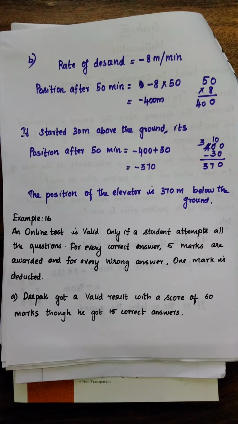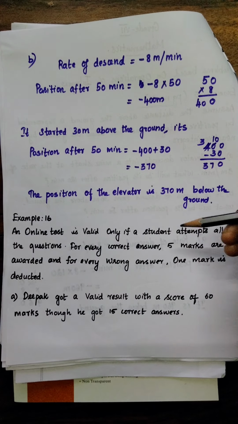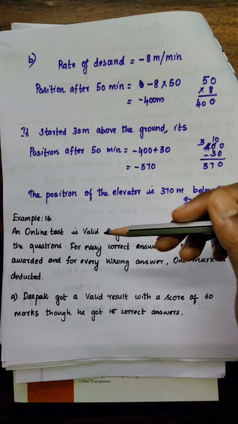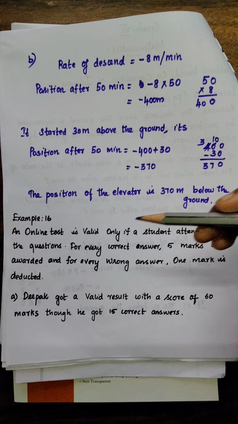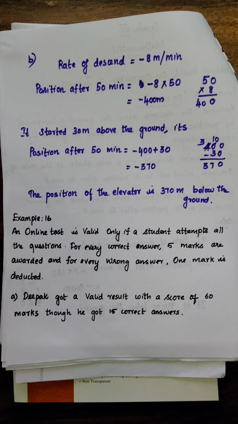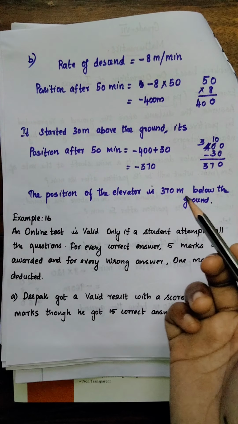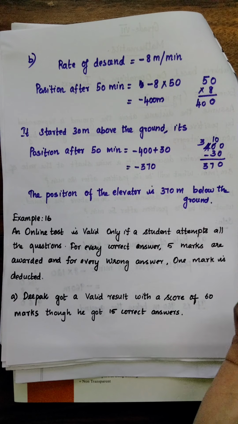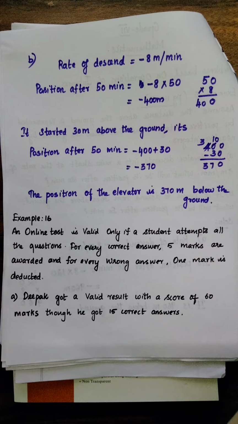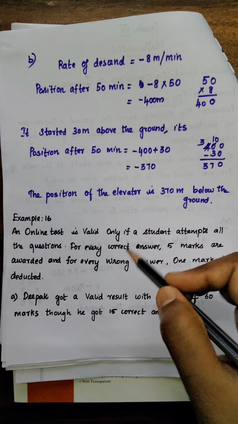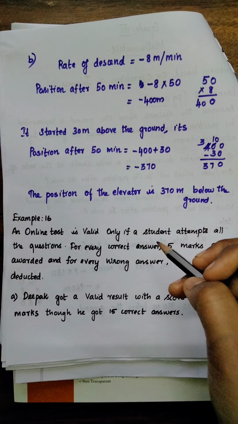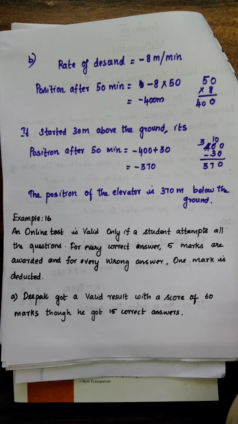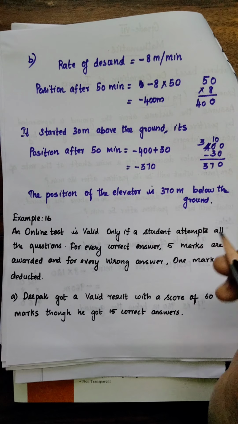Example 16. An online test is valid only if a student attempts all the questions. For every correct answer, 5 marks are awarded, and for every wrong answer 1 mark is deducted. If the student is attempting all the questions, it means that the online test is valid. For every correct answer they are giving 5 marks, and for every wrong answer they are reducing 1 mark. Okay, this is the question.